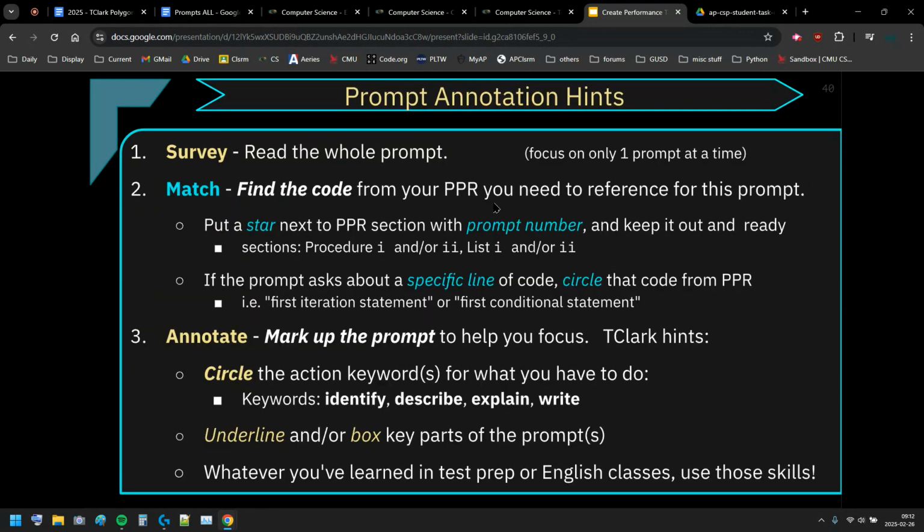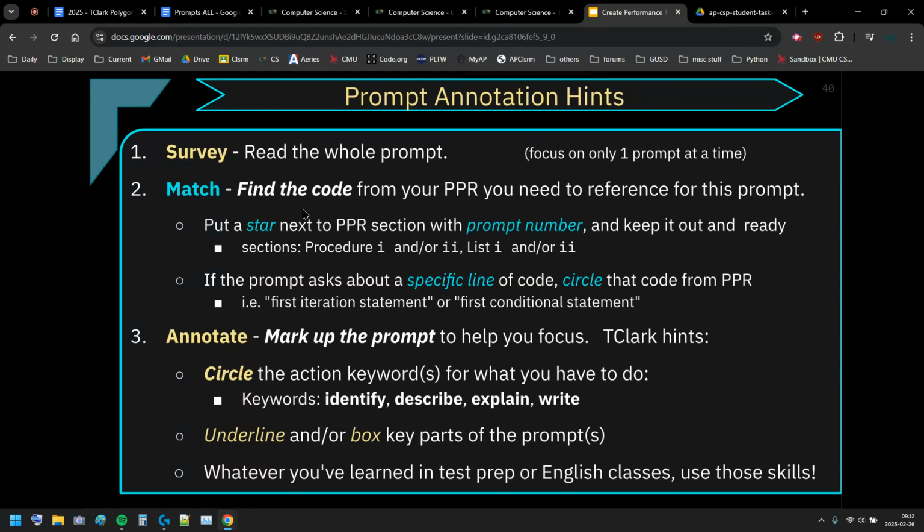I recommend that you read the whole prompt, the first one, one prompt at a time. So take 15 minutes per prompt, but focus on only one at a time. Don't look at all of them, and that's one good thing about the digital one, is that you're only looking at one at a time before you click the next one. So read through the whole prompt.